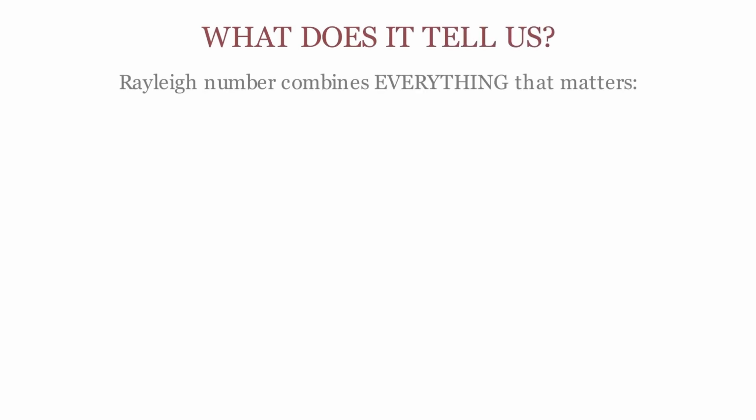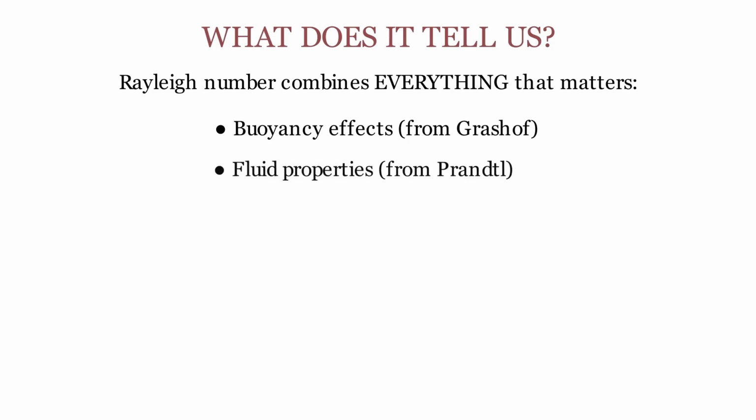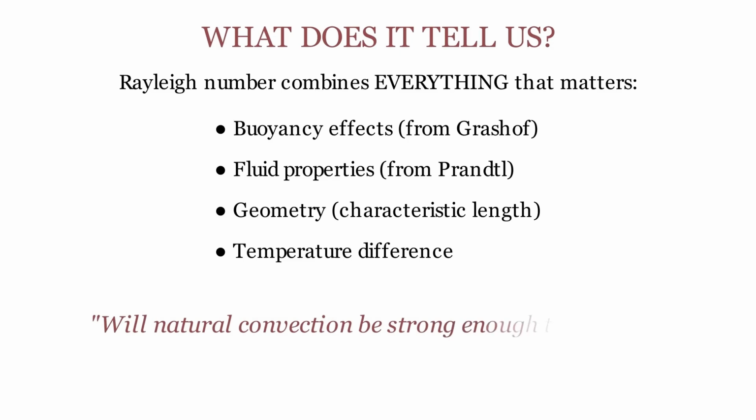What does it tell us? Rayleigh number combines everything that matters in natural convection: buoyancy effects from Grashof, fluid properties from Prandtl, geometry, characteristic length, temperature difference. It tells us, will natural convection be strong enough to matter?